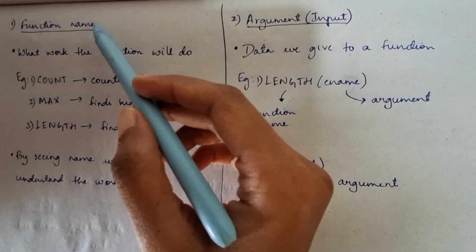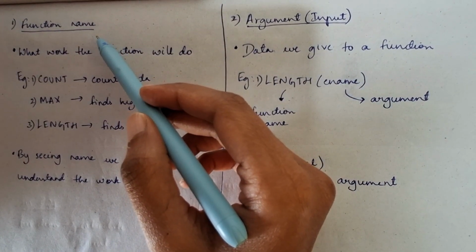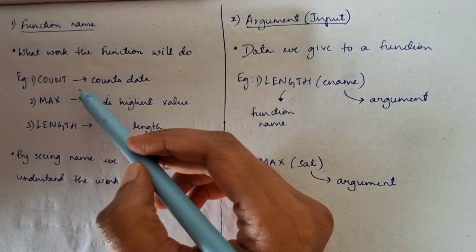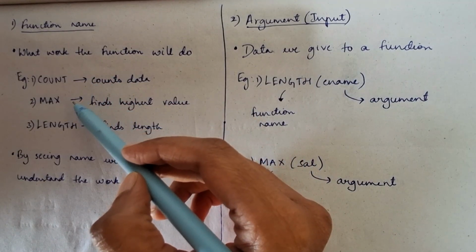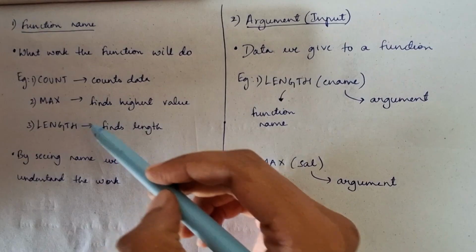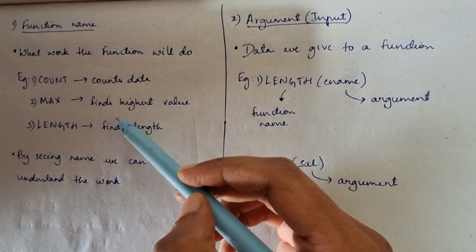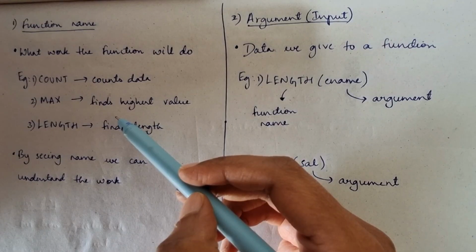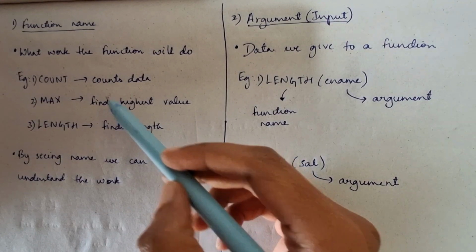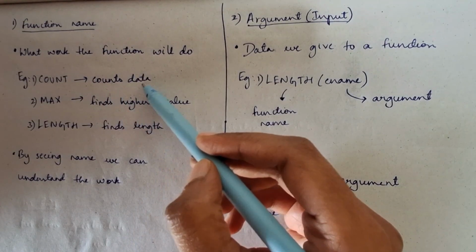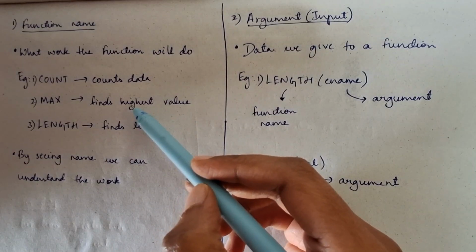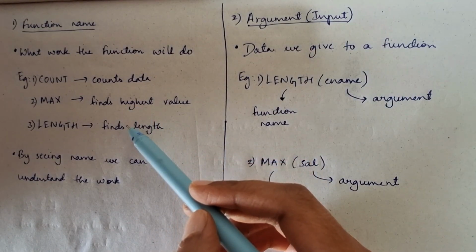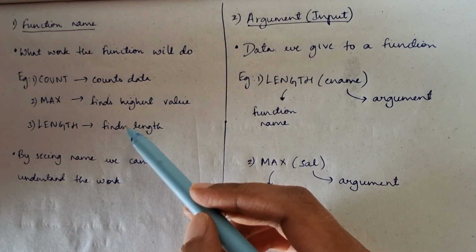The first one is function name. Function name tells us what work the function will do. For example, we have count, max, length function. Guys, you can see the function names aren't just random names. By seeing the name itself, we can understand what the function does. Here, count function will count the data. Max function will find the highest value in a given data. Length function will find the length of a particular data.